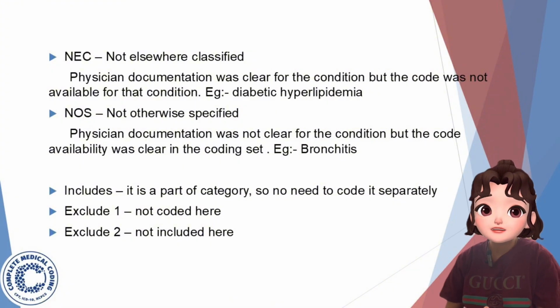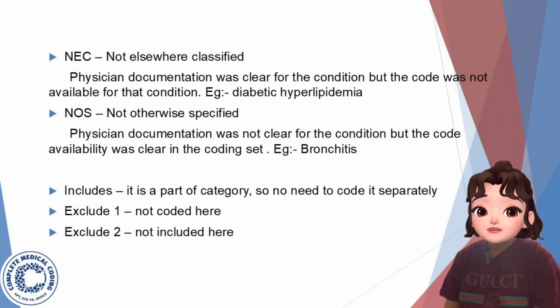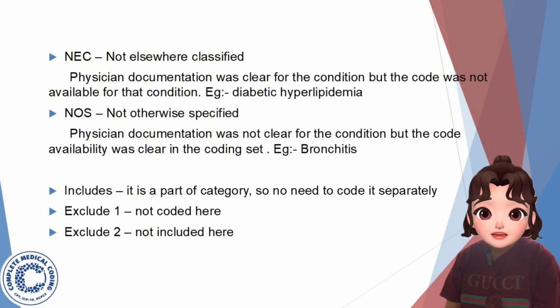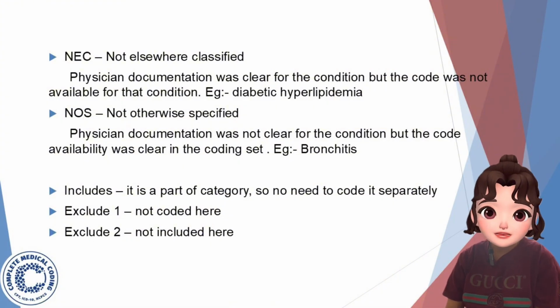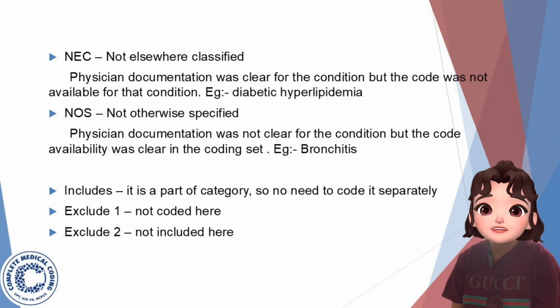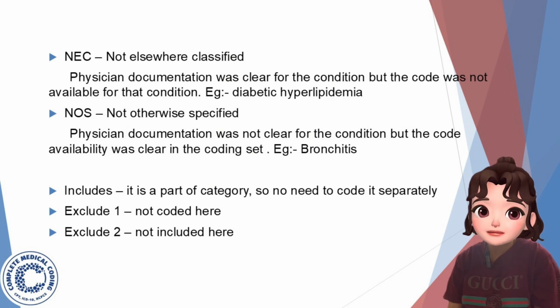Now includes, exclude 1, exclude 2, all these are very important. You might get them as interview questions during your interview, and you will be using them in your career as well. So what does includes mean? Includes is a part of the category, so no need to code it separately. As from the term itself, it's a part of the category, so you don't have to code it separately.